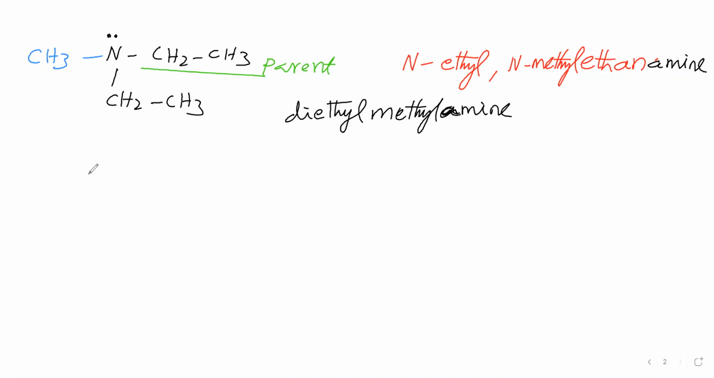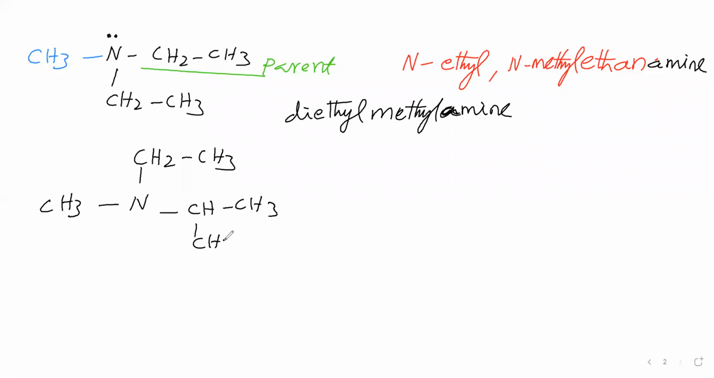Okay. Next compound we will take: CH3, N, C2H5. Here N has a lone pair. Now, here you select one chain as the alkane parent. Which we will select as parent? This we will select as parent.